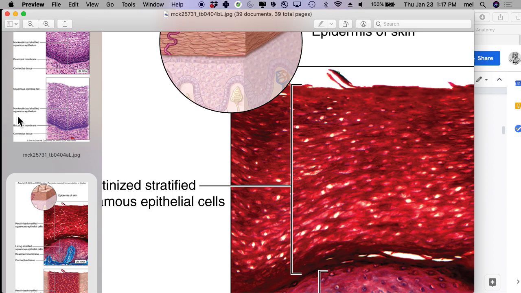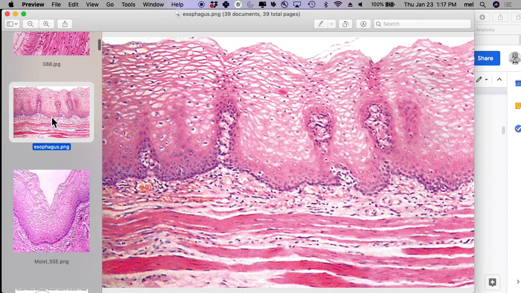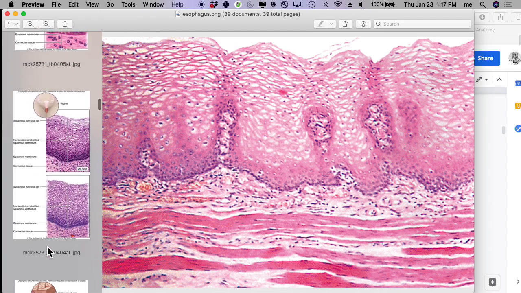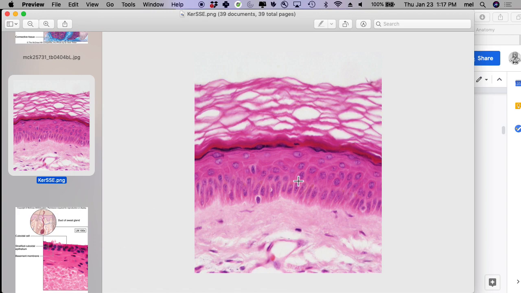Okay, so now let's look at a couple that are unfamiliar slides, but you should be able to tell which one they are. What is this one? Non-keratinized or moist. And how did you tell? Nuclei all the way up to the top, right? And now let's look at this one. What is this one? Keratinized. So I've got nuclei up to here, and then I've got a whole bunch of trash on top. Right? Does that make sense? Okay, so these two are similar to one another, but they are different, right?